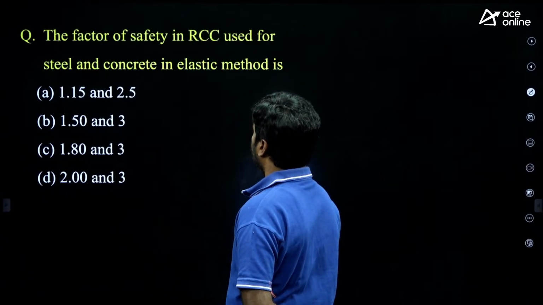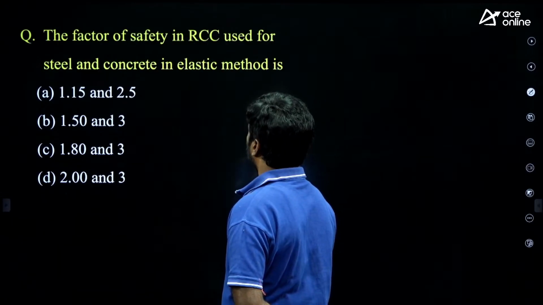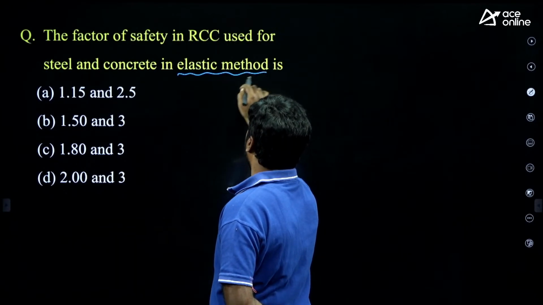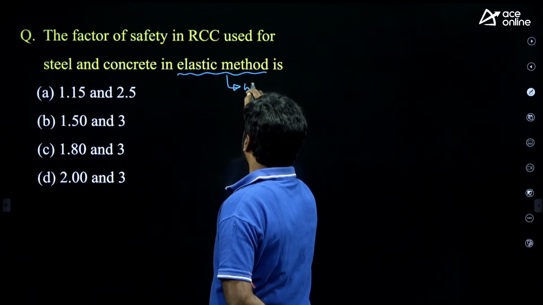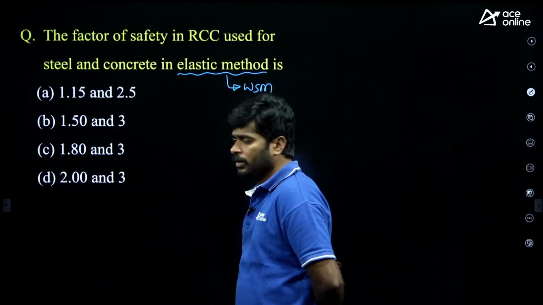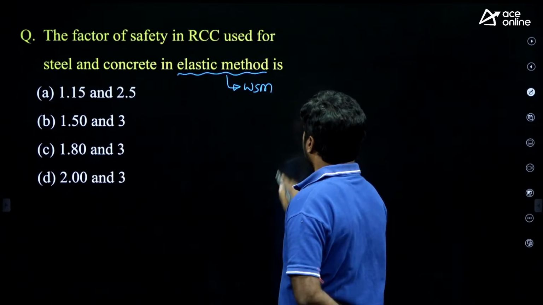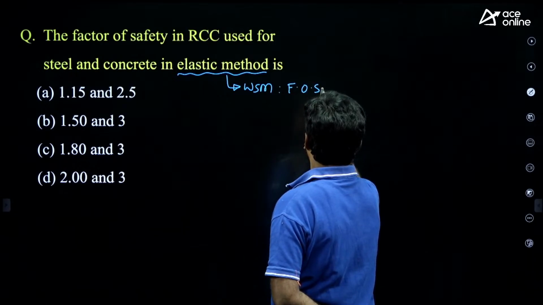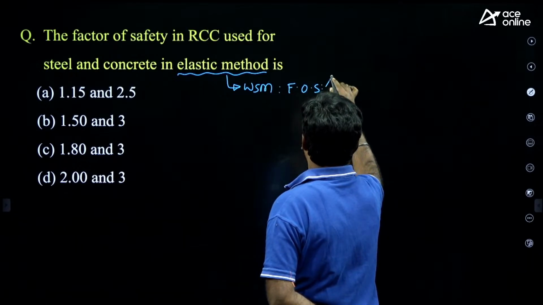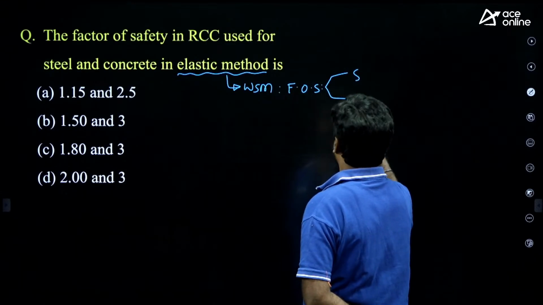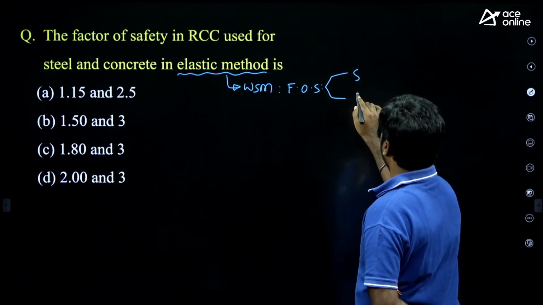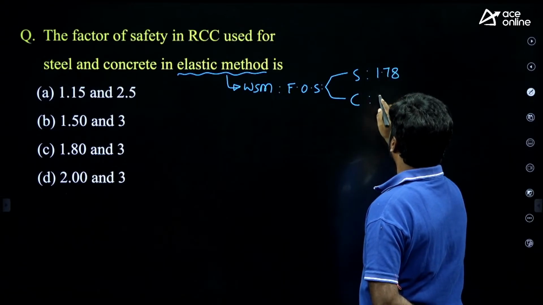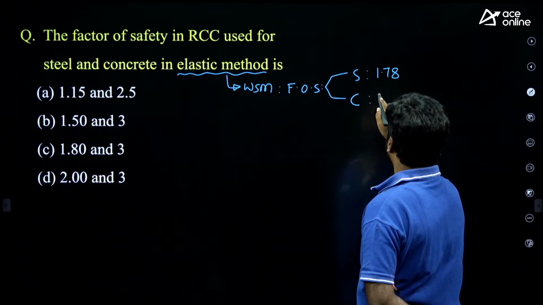Next question. The factor of safety in RCC used for steel and concrete in elastic method. Elastic method refers to working stress method. In working stress method, the factor of safety used for steel and for concrete: for steel it is 1.78 and for concrete it is 3.